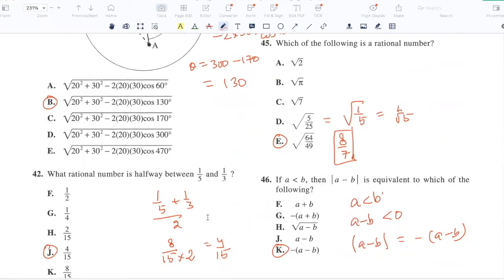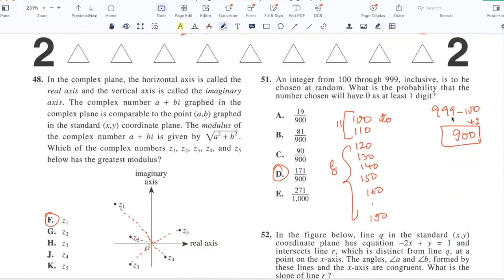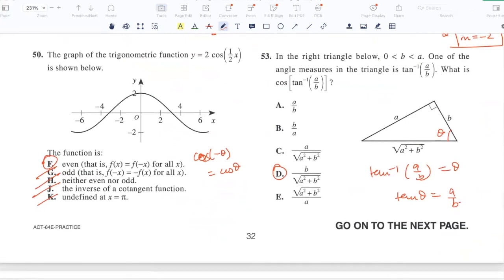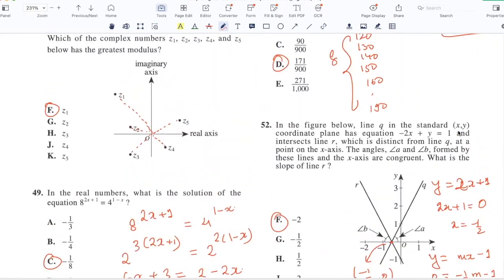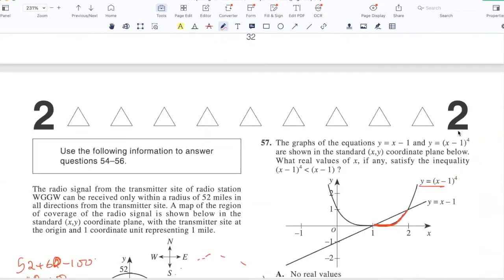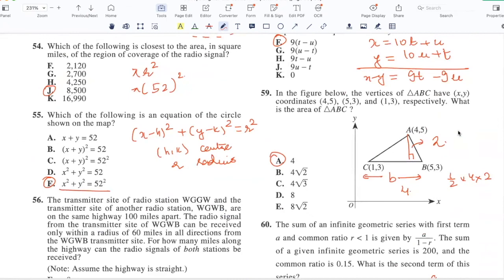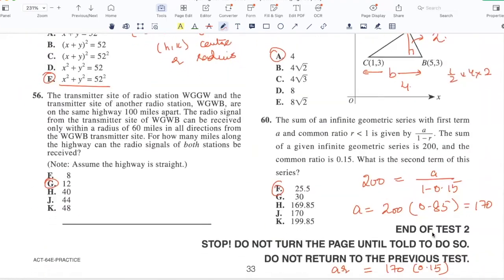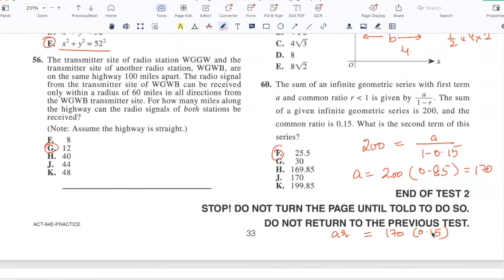46 KAFCF, 51 DFDJE, and 56 GEFAF. Okay, great. So we got all correct.